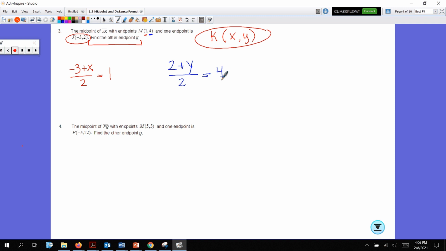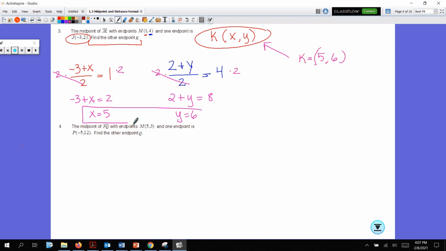All right, so now we just have to do a little bit of algebra to solve these. So I'm going to do them one at a time. So first thing I'm going to do is get rid of this fraction, multiply both sides by 2. Negative 3 plus x is equal to 2. Add 3, x is equal to 5. Same thing, I'm going to do the same steps here. I'm going to get rid of this 2 in the denominator, so I multiply both sides by 2, and I get 2 plus y is equal to 8. Subtract 2, y is equal to 6. So that random point for K, K is now equal to 5, 6. Okay, we got that from down here.